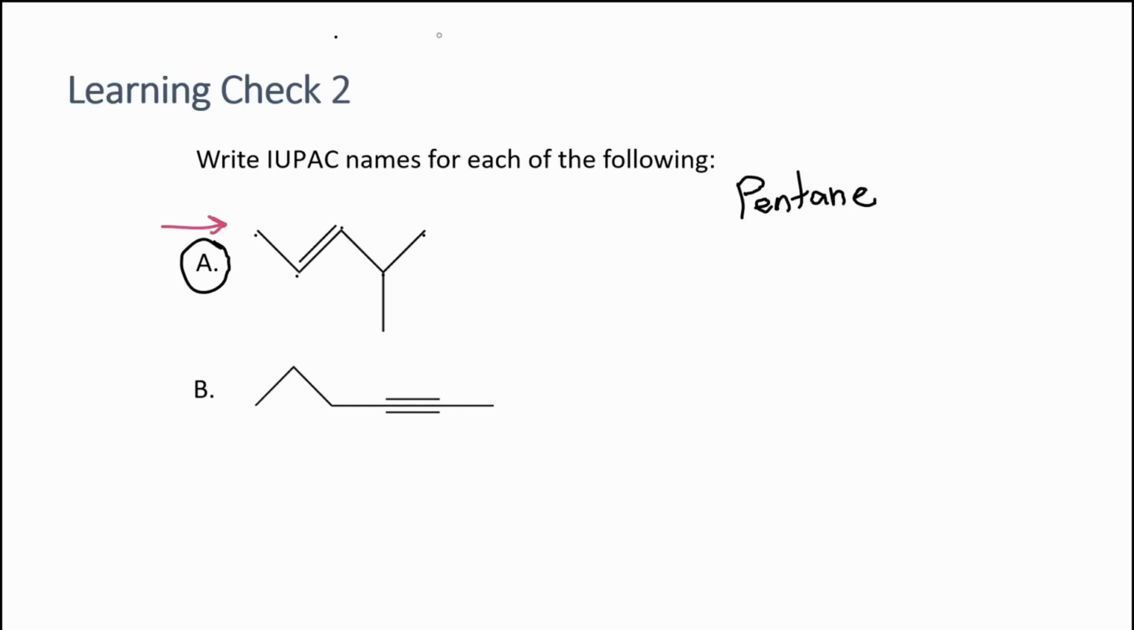Now, in this example, we know that this contains a double bond. So I will change the name to pentene. I just replaced ane with ene because of the double bond structure. Now, we see that there's a substituent attached here, and it's a methyl group. This is a methyl group.